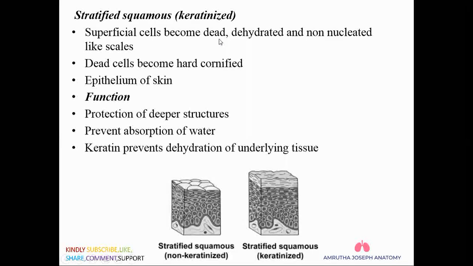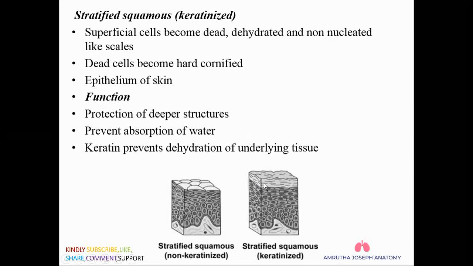Superficial cells become dead, dehydrated, and non-nucleated, like scales. So here the difference is that the superficial layer consists of dead cells or dehydrated cells, and non-nucleated cells. They don't have the nucleus, so they are like scales. The example here of stratified squamous keratinized epithelium is the skin. Skin is an example of stratified squamous keratinized epithelium, so we'll see cells like this in the skin. Dead cells become hard and cornified.